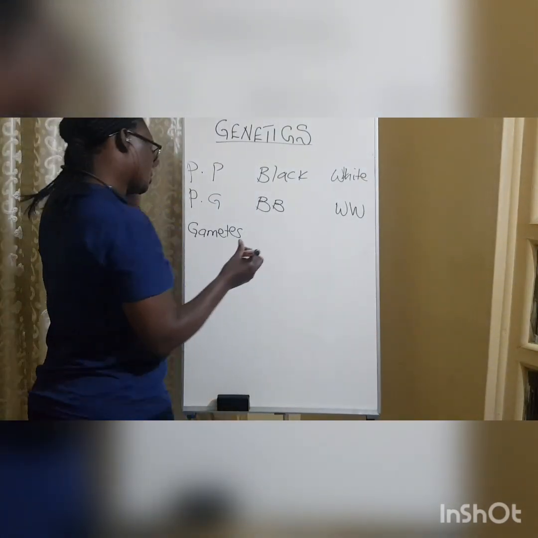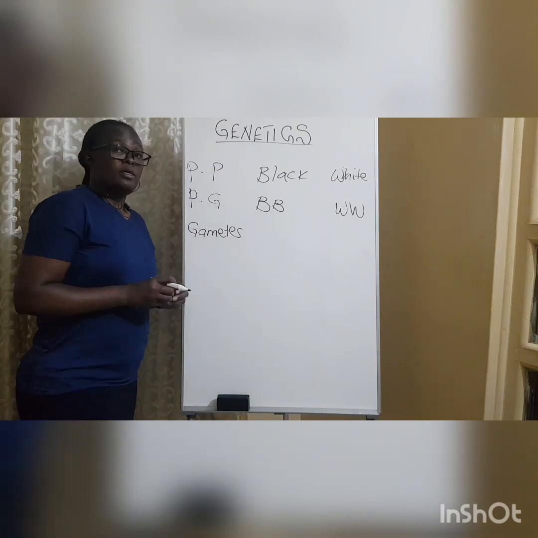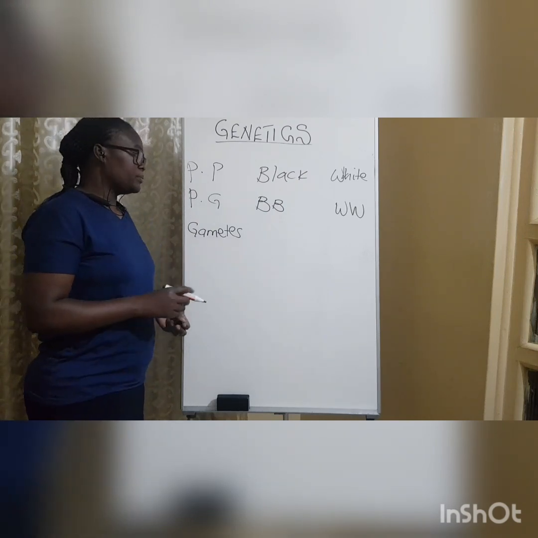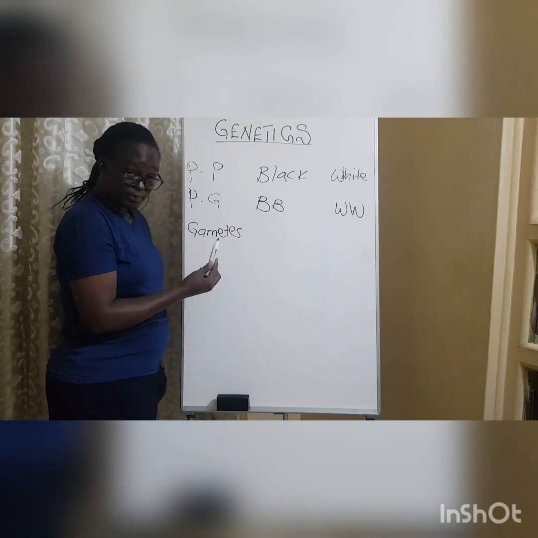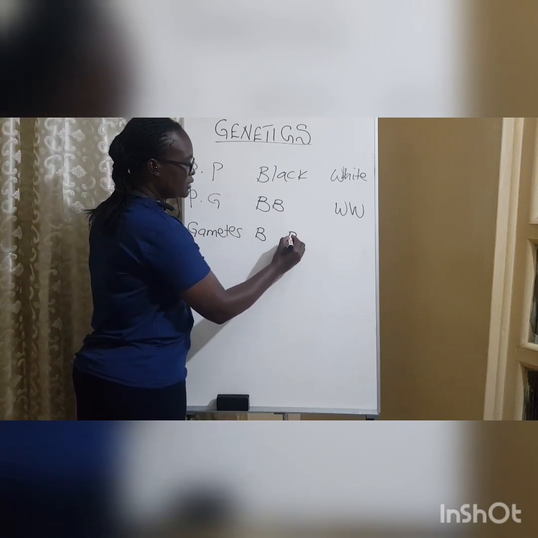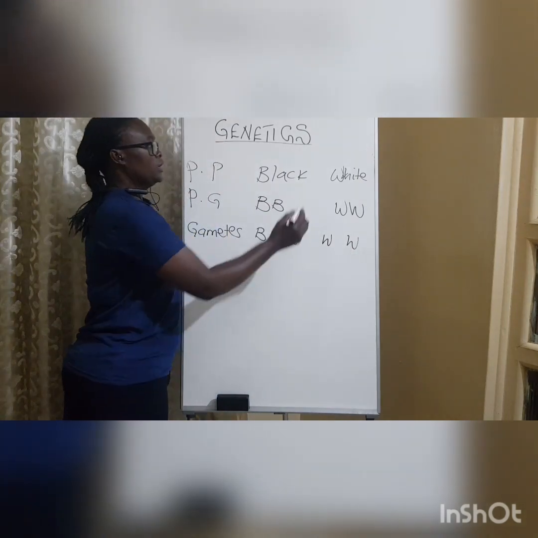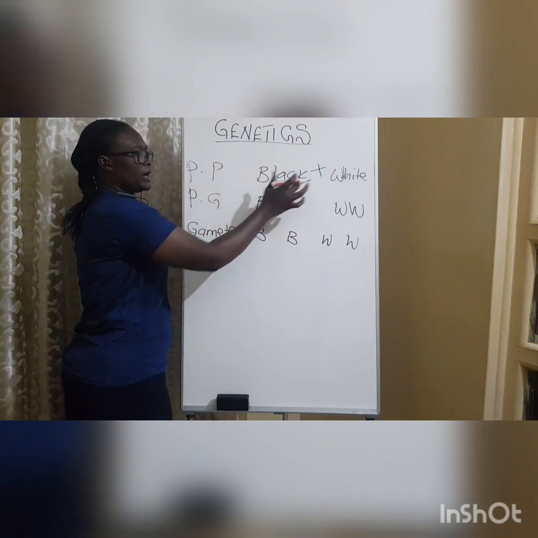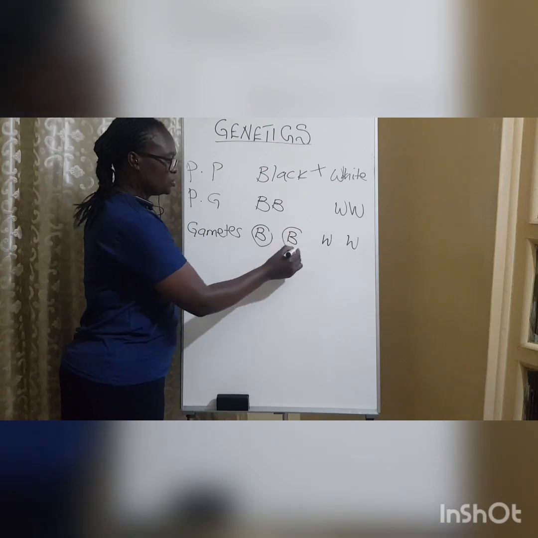Okay, we continue. So when we talk about the gametes, we are talking about the sperm and the ovum. So we just separate these letters. That's what we mean by the gametes. So we write B here, another B there, a W there, and another W there. Here we can put a cross to mean that we are crossing these, the black and the white. So these are the gametes. If you want, you can do like this.